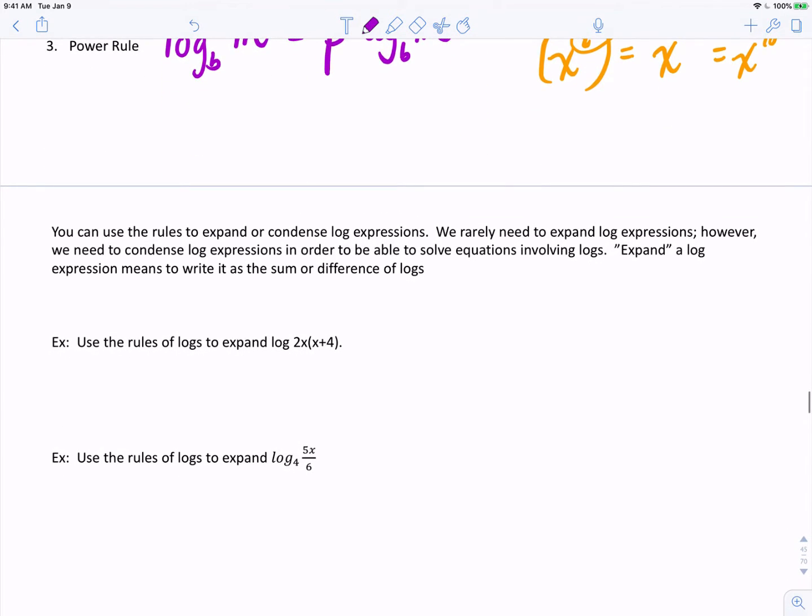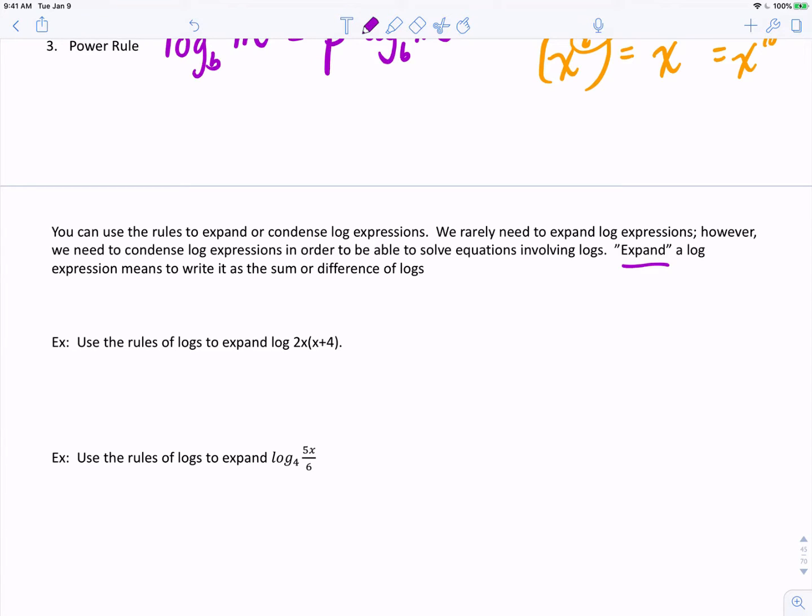So you can use these rules to expand or condense log expressions. We rarely need to expand log expressions. However, we need to condense log expressions in order to be able to solve equations involving logs. So expanding a log expression means to write it as a sum or difference of logs.